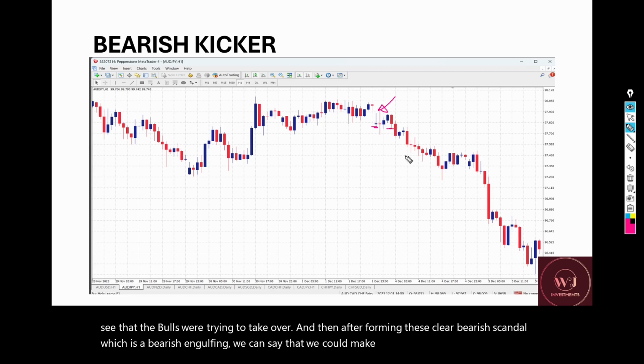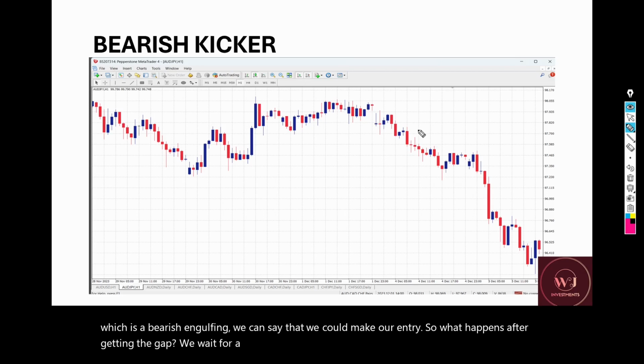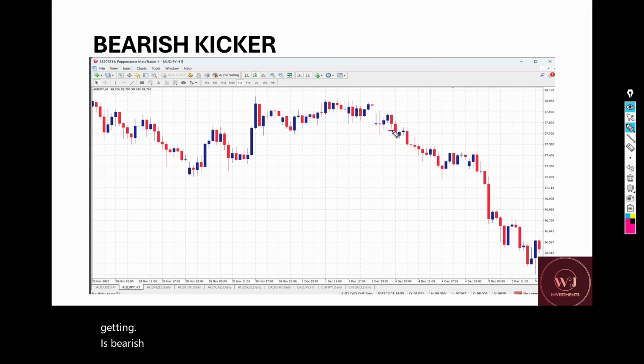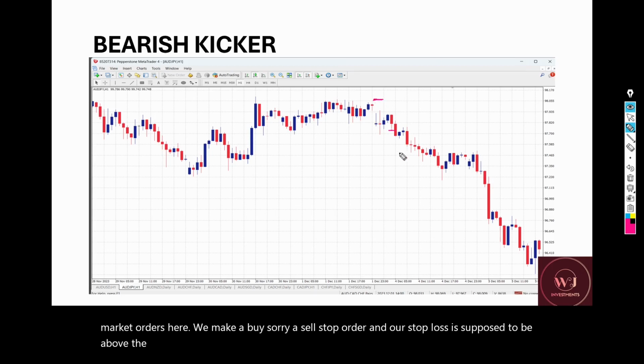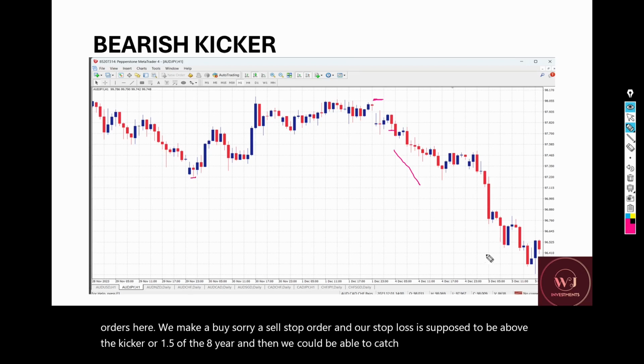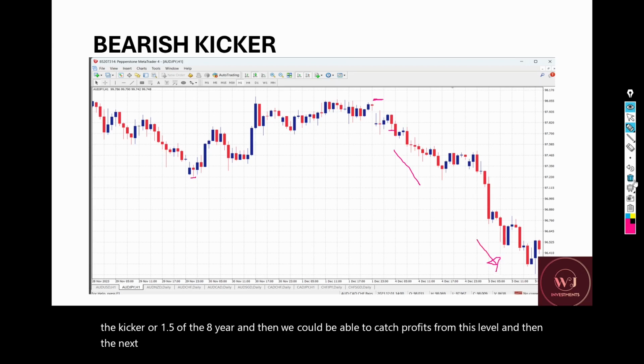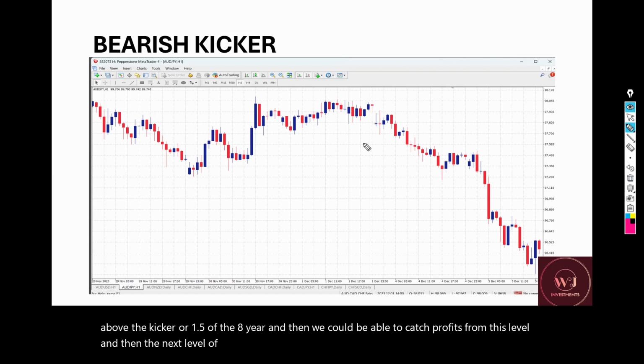So what happens after getting the gap? We wait for a confirmation candle, which is a clear bearish signal. Okay, so after getting this bearish candle, we could make our entry here. We don't sell at the market; we don't use market orders. Here we make a sell stop order, and our stop loss is supposed to be above the kicker or 1.5 of the ATR, and then we could catch profits from this level and then the next level of support. So that is how we enter the bearish kicker.